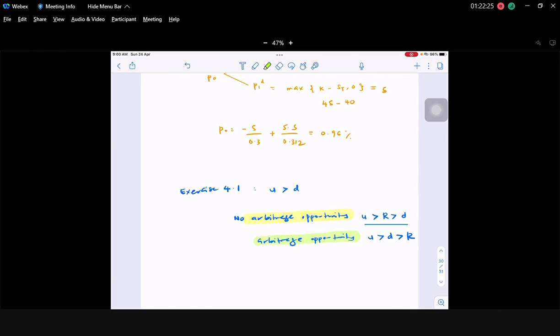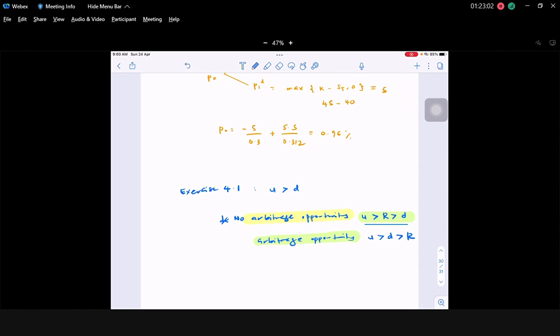Itu basically just point of exercise 4.1. So in what case arbitrage opportunity exists and what case no arbitrage opportunity. Of course yang kita bincang tadi, when no arbitrage opportunity, then this condition is satisfied, then kita boleh apply formula yang kita bincang tadi. Cuma exercise 4.1 dia minta kita tunjuk show that there is an arbitrage opportunity if U greater than R greater than D is not satisfied.